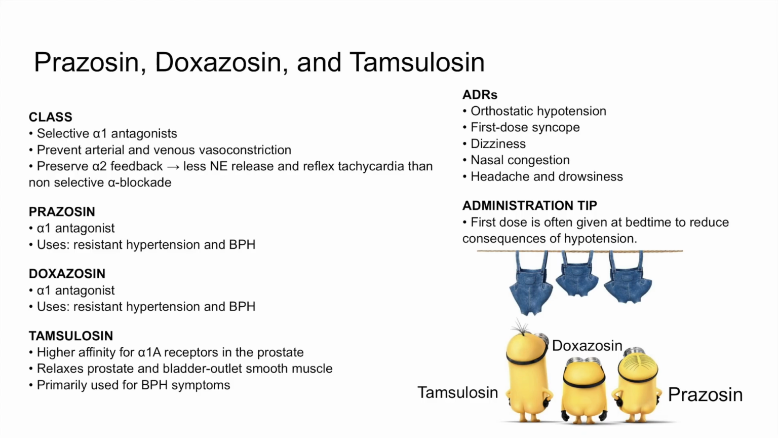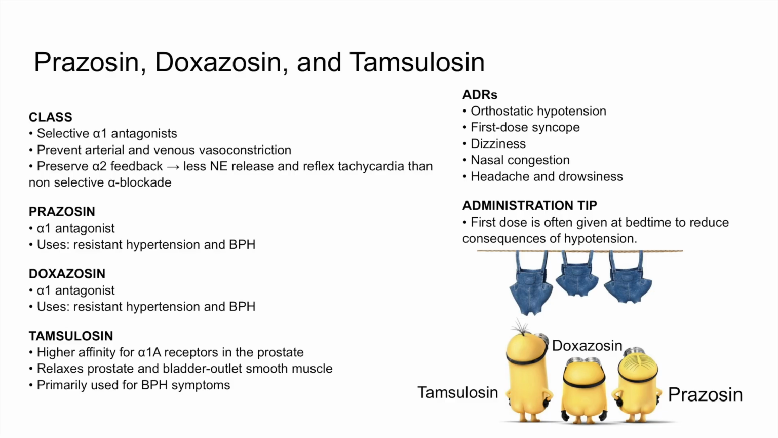All right, so prazosin, doxazosin, and tamsulosin selectively block alpha-1 receptors while preserving presynaptic alpha-2 feedback. Blocking vascular alpha-1 receptors prevents arterial and venous constriction, reducing systemic vascular resistance and venous return. Because alpha-2 receptors can still limit norepinephrine release, these selective drugs generally produce less tachycardia than non-selective alpha antagonists. Prazosin and doxazosin can lower blood pressure while also relaxing smooth muscle in the prostate and bladder outlets, so they improve urinary flow in patients with benign prostatic hyperplasia.